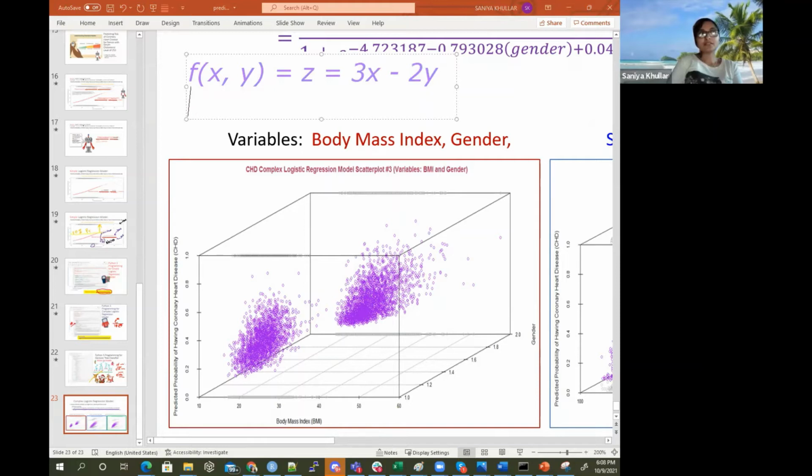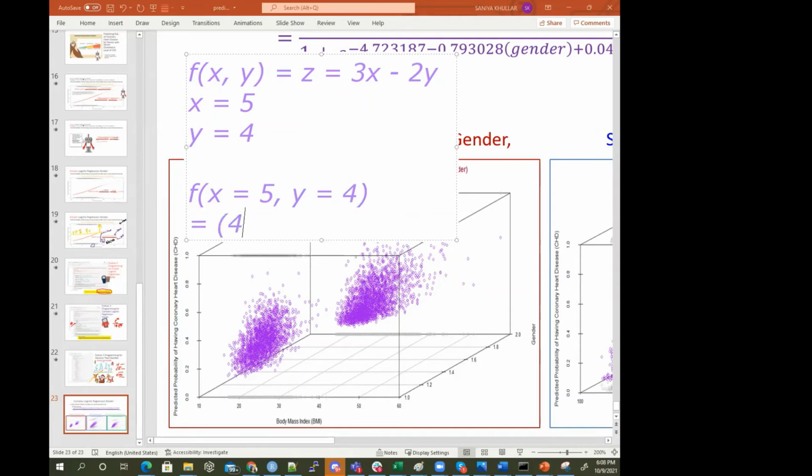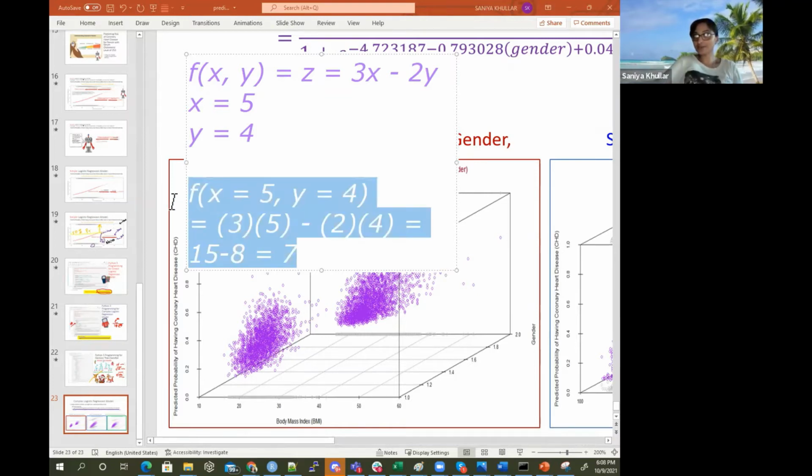So if I know a certain x, like if x equals 5 and y equals 4, then what will f of x equals 5, y equals 4 give me? What will that be? 7. So it'll be 3 times 5 minus 2 times 4, which is equal to 15 minus 8, which is equal to 7. Like you said, great job, Rex. So you actually know it, right?